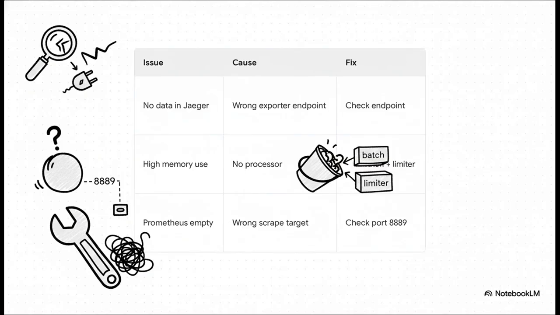Let's be real, nothing works perfectly the first time. If you find you've got no data showing up in Jaeger, 9 times out of 10, the cause is just a wrong exporter endpoint in your config. Or if Prometheus is totally empty, double-check that its scrape target is pointing to the correct port on the collector, which in our case would be port 8089. These quick checks can save you hours of headaches.